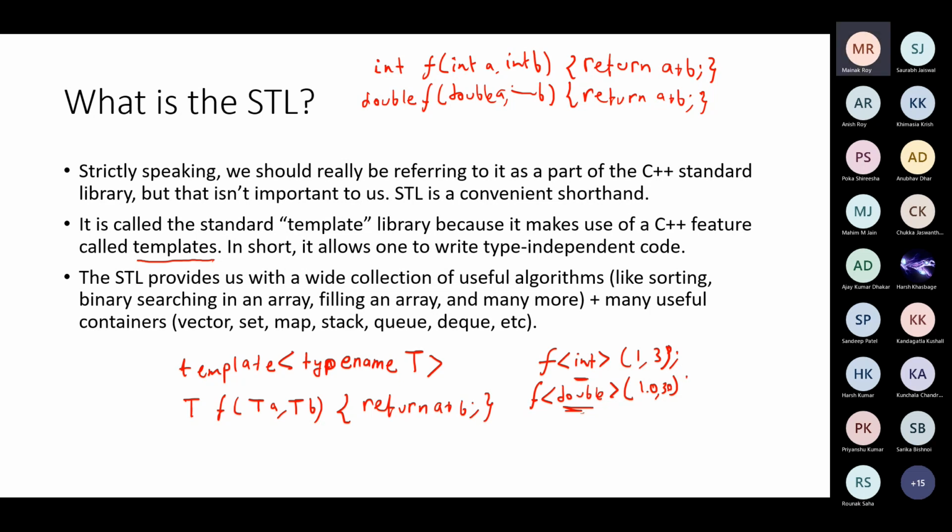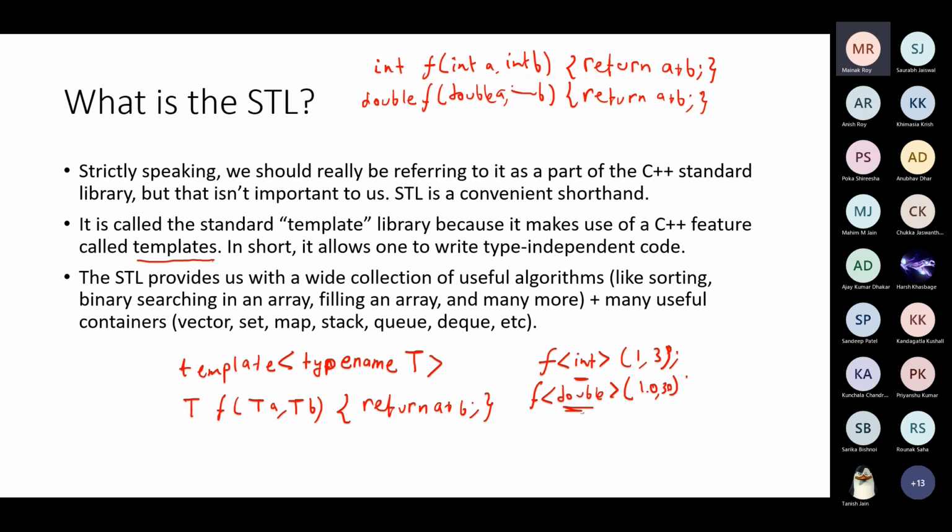Okay, now the STL provides us with many useful algorithms, like sorting, binary search, linear search, filling an array with some values, and many more. Plus, it also provides us with some containers. The most commonly used ones are vector, which is like a dynamic array. In that array, we can change the size, we can add elements anywhere. So it's like an array that can be changed on the go instead of its size being fixed, the order of elements being fixed, and so on.